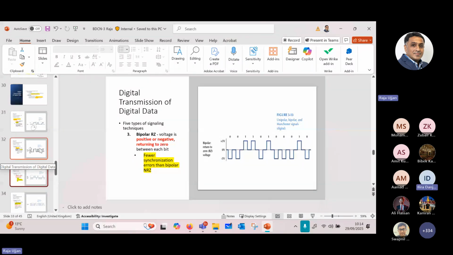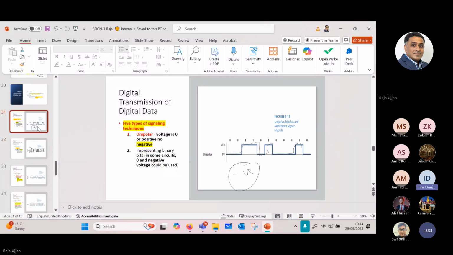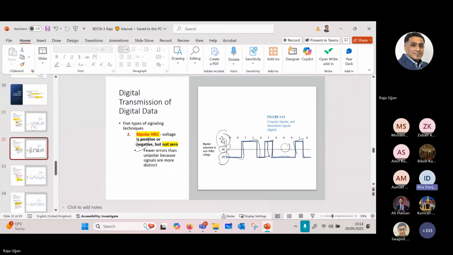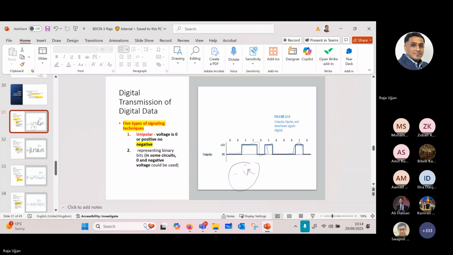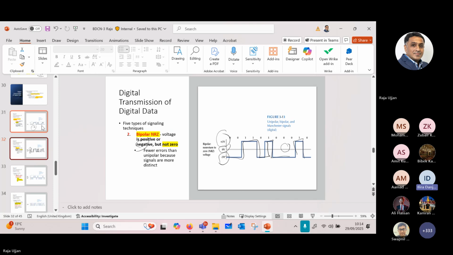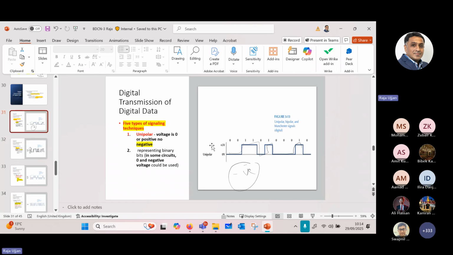What happened in bipolar? It gets 0. It's not even positive or negative. With this signal it doesn't get one. So you are asking about this one, no? Yes. This is unipolar. Unipolar means only one voltage pulse is being used.